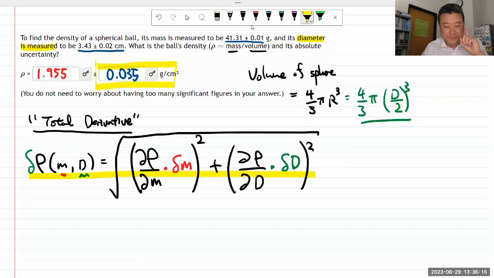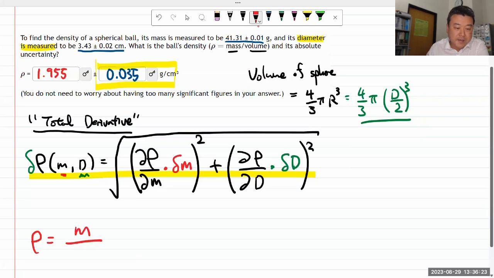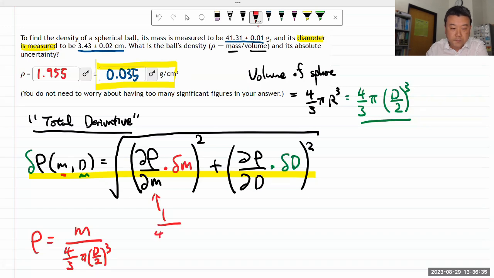So I need the derivatives of this density. Let me write out the density as a function of mass and the diameter: m over 4/3 pi (d over 2) cubed. So I need its derivative with respect to m, which is 1 over 4/3 pi (d over 2) cubed. Good. And I also need the derivative of density with respect to d. I'm going to have to use the chain rule, and it'll be a great opportunity to review it.